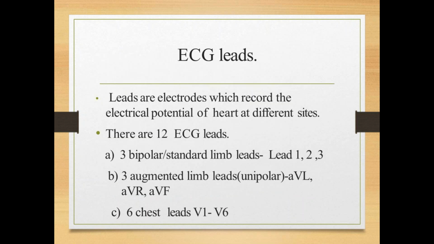So coming to the ECG leads, leads are electrodes which record the electrical potential of the heart at different sites. There are in total 12 ECG leads. There are 3 bipolar or standard limb leads called lead 1, 2, 3, and there are 3 augmented limb leads, which are also called the unipolar leads. They are AVL, AVR, and AVF. And there are 6 chest leads, that is from V1 to V6. So in total, there are 12 ECG leads.